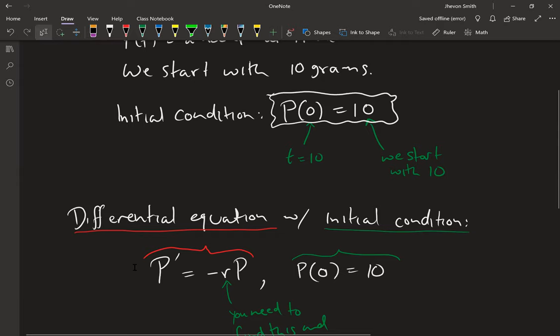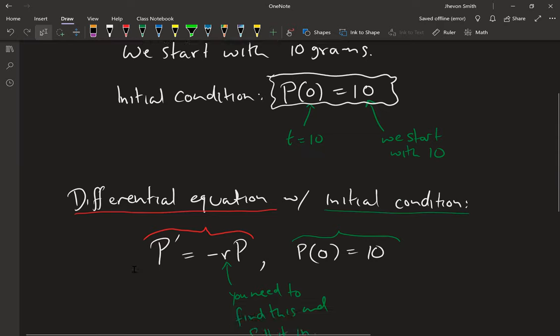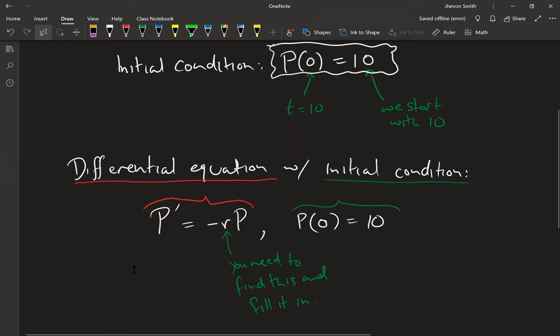Okay. Other questions? For the formula for the differential equation, do you plug in anything for P, or do you just plug in R? No, so P prime and P stay as is. You literally just plug in the R.